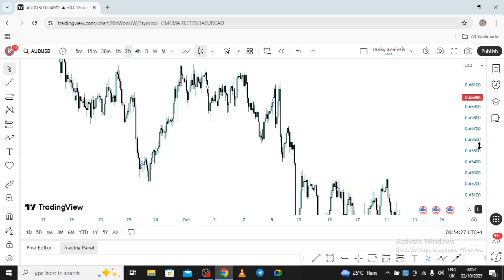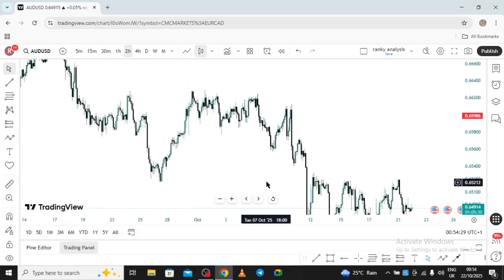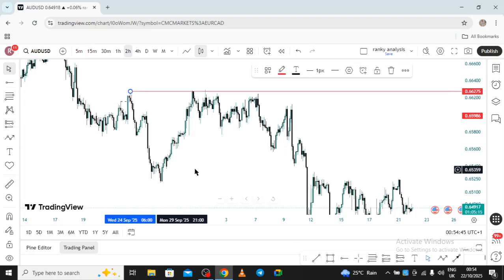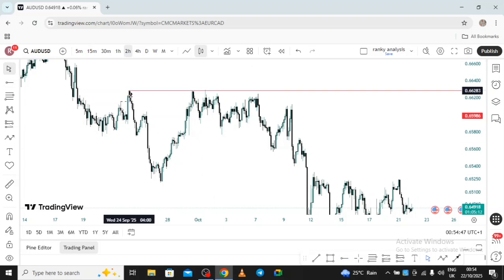AUD USD. I think I took a sell right here. So this is a sell setup. As you can see, we have our sweep right here, we have our sweep right there, and this is our protected high. Let's sell our protected high.